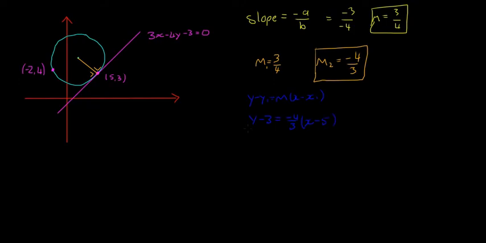So I'm going to multiply 3 by both sides. We're going to get 3y minus 9 is equal to -4x plus 20. Going to move everything over. Going to get 4x plus 3y, and then the minus 20 over is going to be -29 is equal to 0.